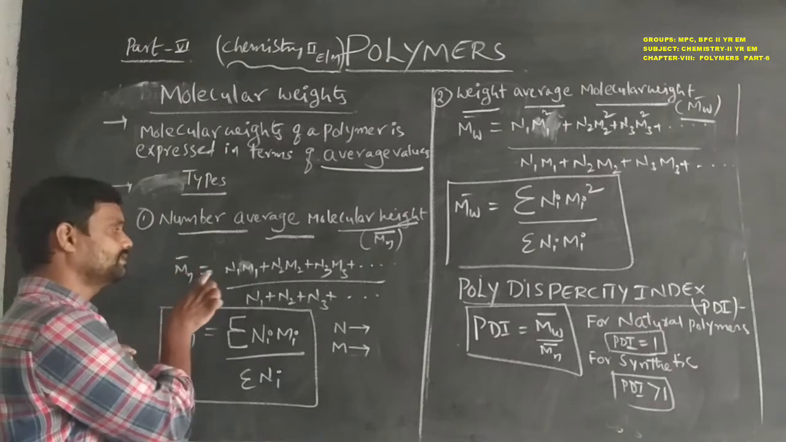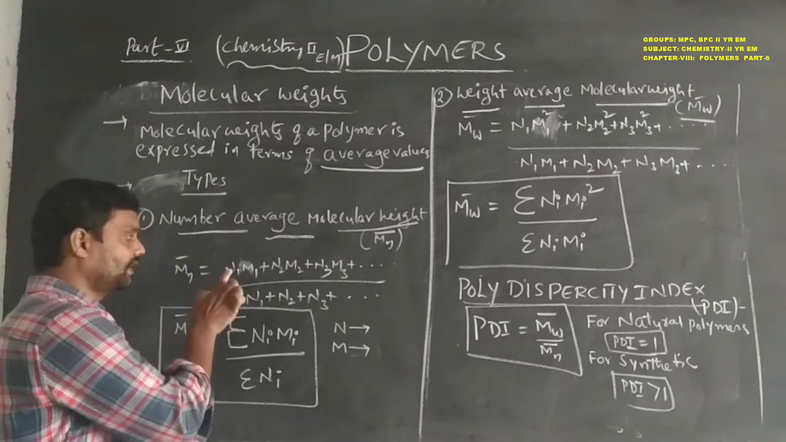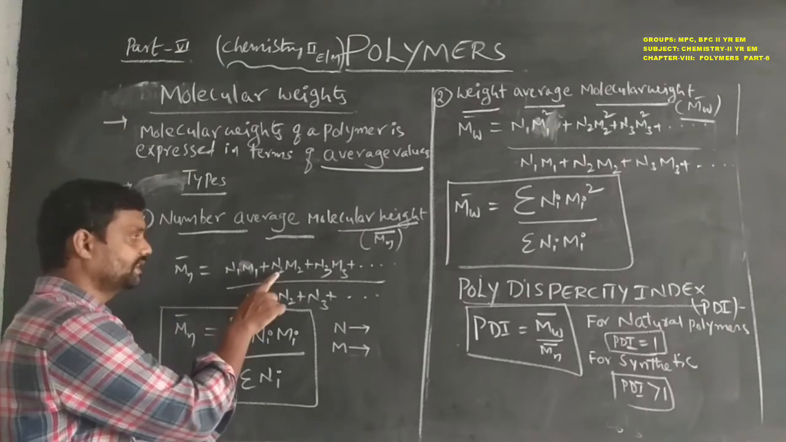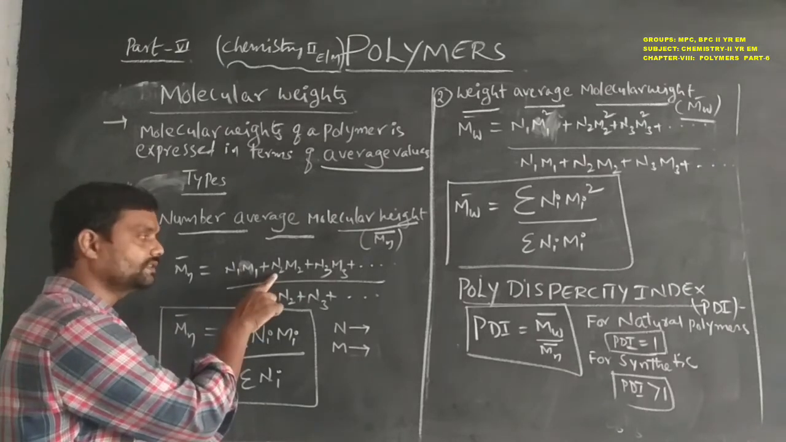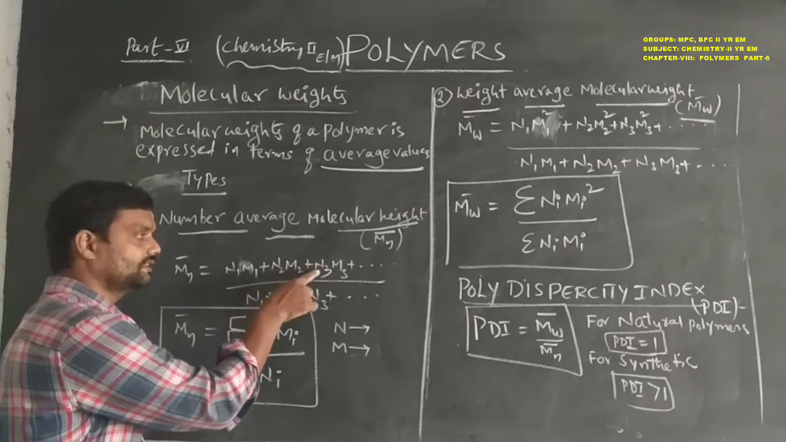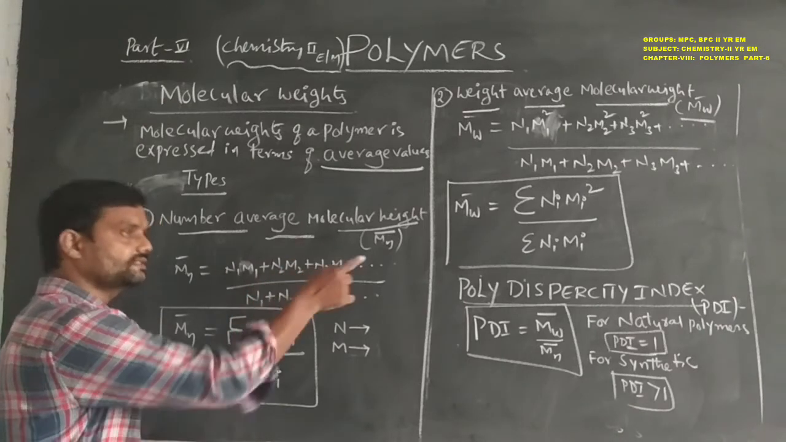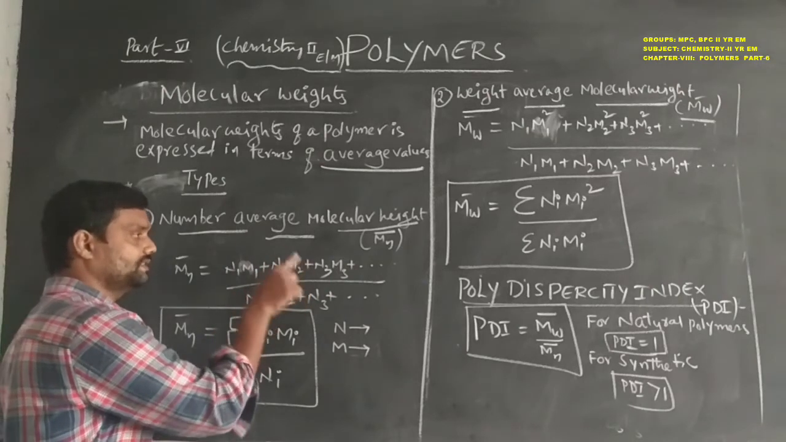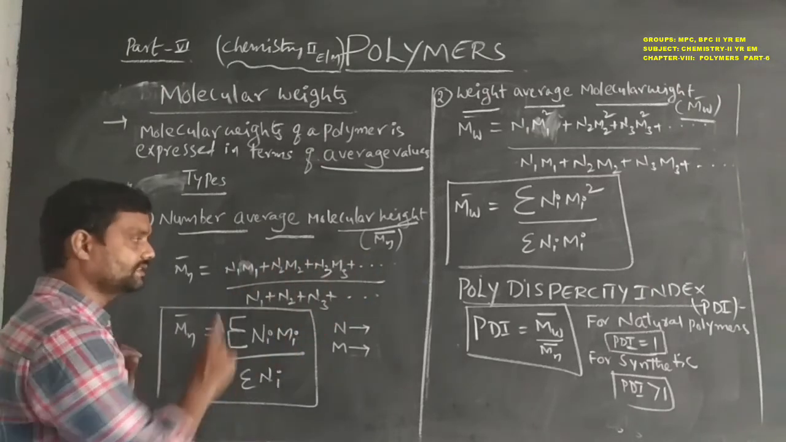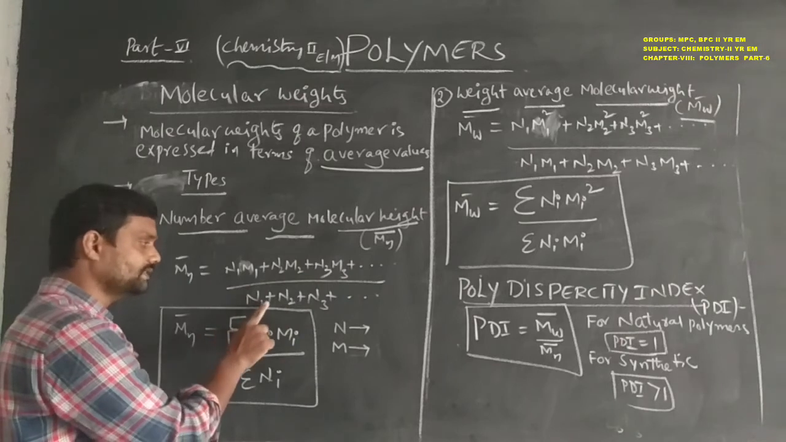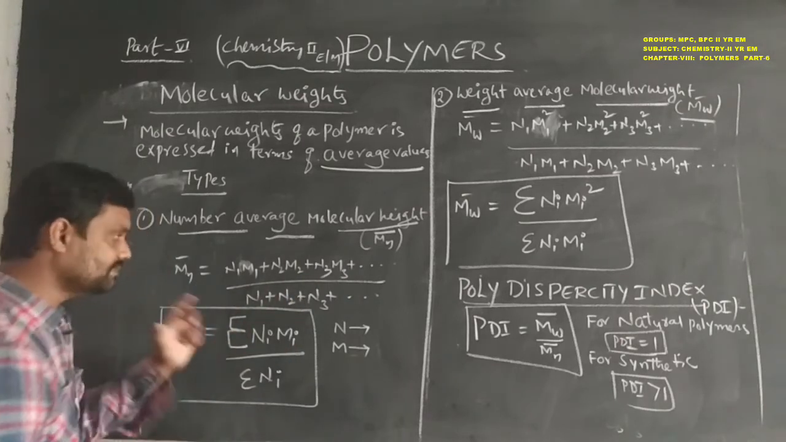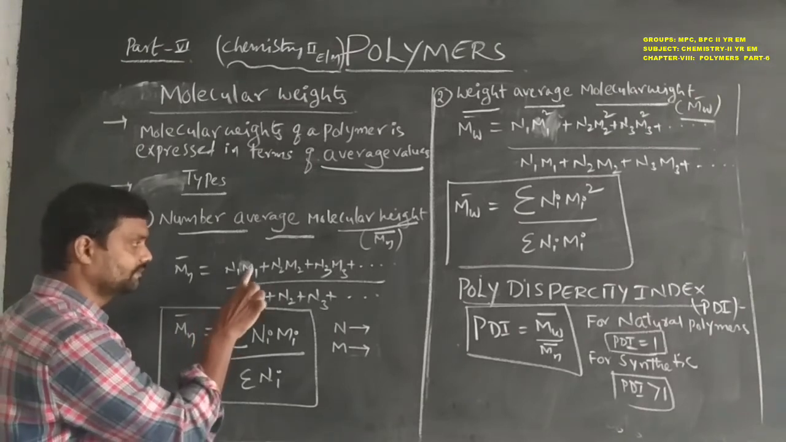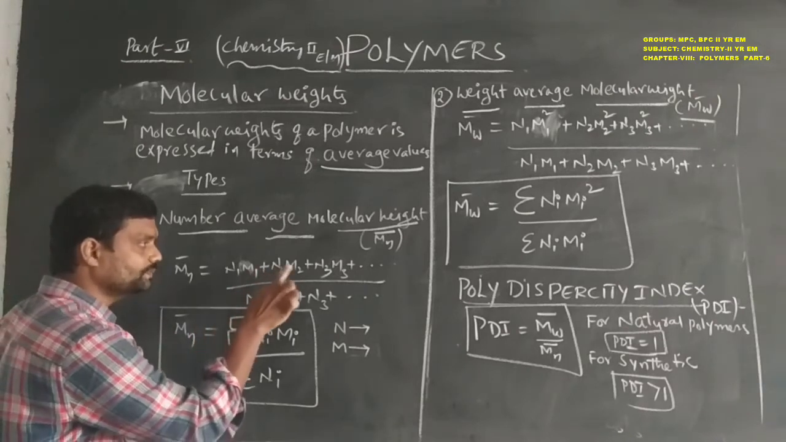So Mn bar is equal to N1 M1, where N1 is the number of molecules and M1 is the molecular weight. N2 is the second molecule and its molecular weight, N3 the third molecule and its molecular weight. This is the meaning of N1 M1 plus N2 M2 plus N3 M3 and so on, divided by N1 plus N2 plus N3.